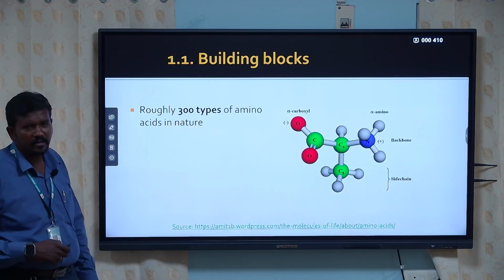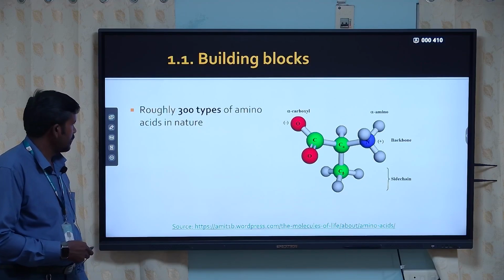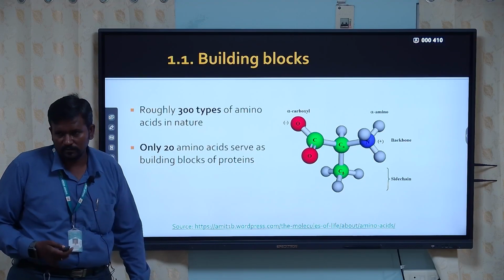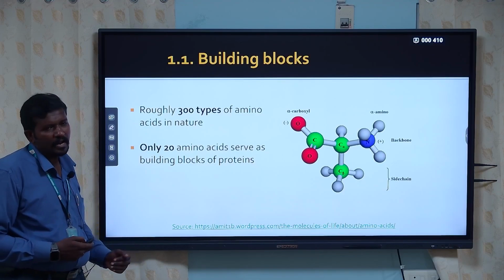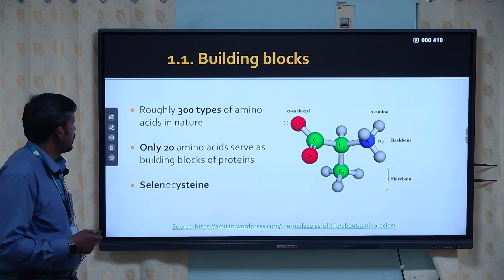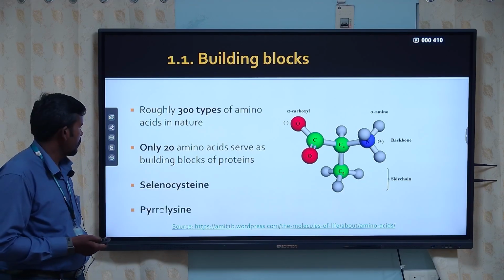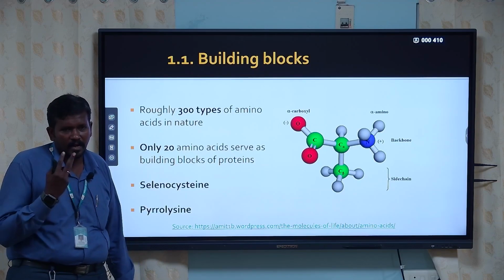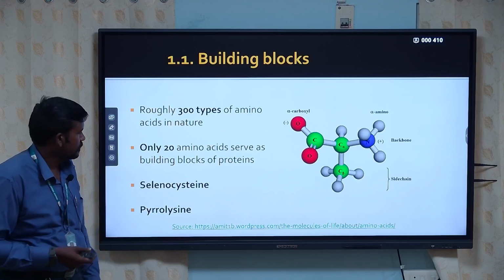Roughly there are 300 types of amino acids available in nature. Only 20 amino acids serve as building blocks of proteins for us. Right now they are adding 2 more amino acids, selenocysteine and pyrrolysine. These 2 amino acids are getting added to the standard amino acids.